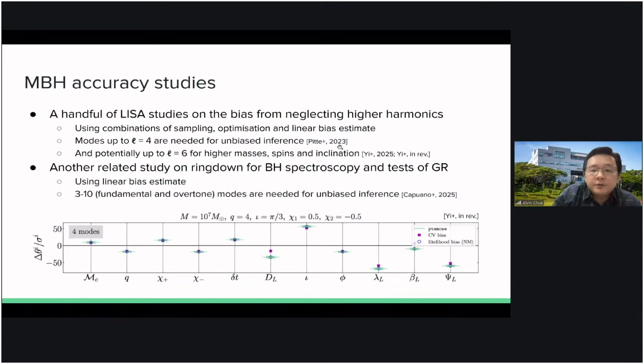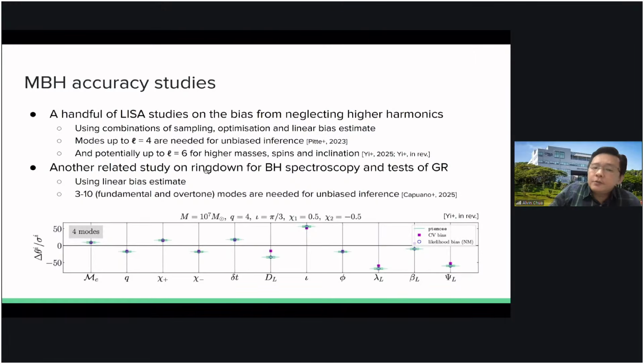The conclusion from this paper, Pitt et al. in 2023, is that the spin-weighted spherical modes up to L equals 4 are needed for unbiased inference. Follow-up work by E et al. actually showed that you might need even L equals up to 6 for higher masses, spins, and inclinations, as shown in this figure here, where they only analyze with L equals 4.